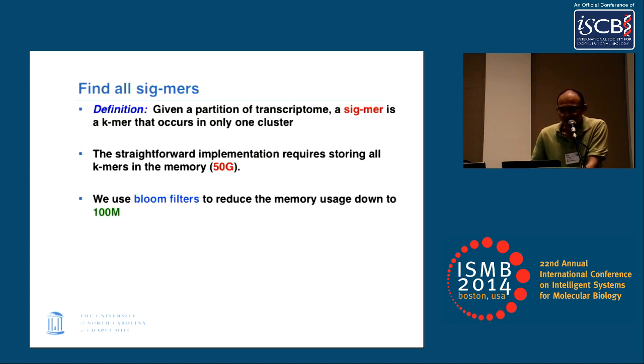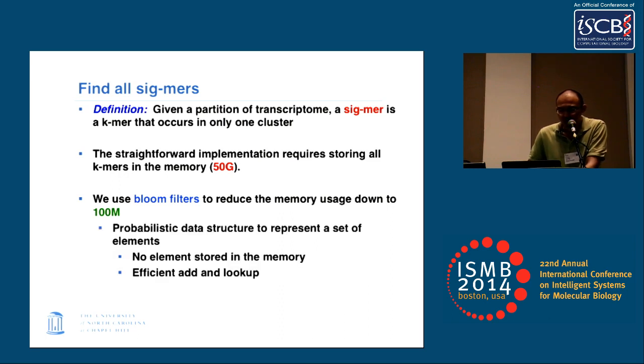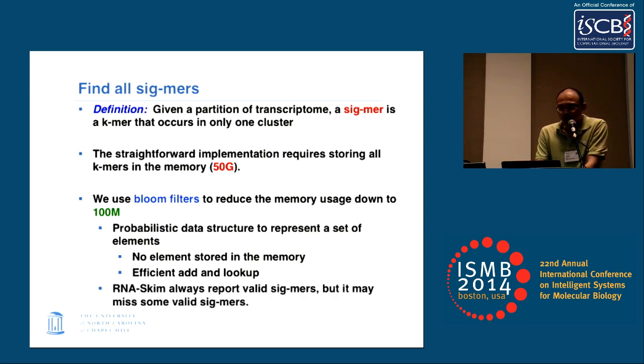So instead of directly storing all the k-mers in memory, we use Bloom filters to reduce memory usage. A Bloom filter is a probabilistic structure to represent a set of elements. Actually, no real element is stored in memory, and it provides very efficient add and lookup operations. In our implementation, we take advantage of this property of Bloom filters, and RNA-Skim always reports valid sigmers, but sometimes it may miss some valid sigmers. We think it's fine because we don't use all the sigmers, we only use a fraction of them.